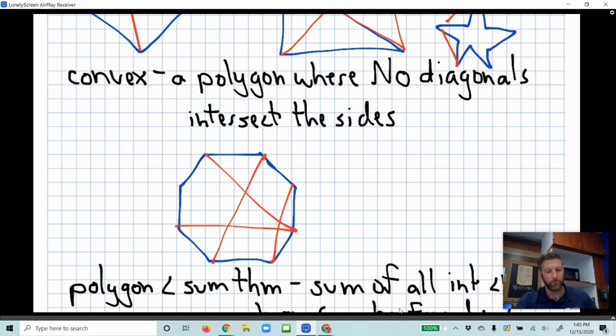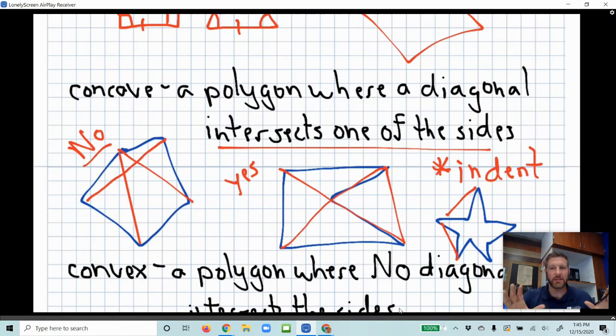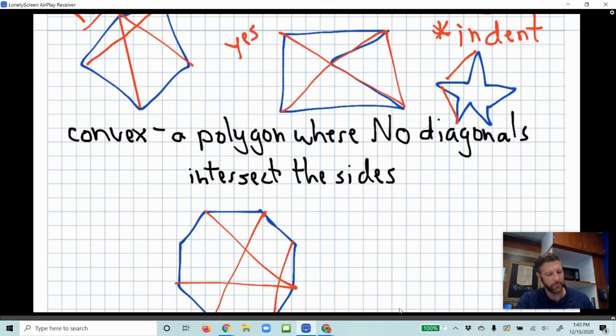Okay, so that's convex, and I usually try to remember this as, think of a cave as something that has a hole, a cave you go into, and so anytime the shape seems to have an indent into it, that's going to be concave, and then the other one is convex.